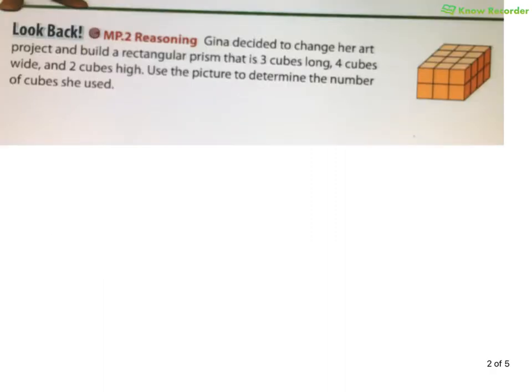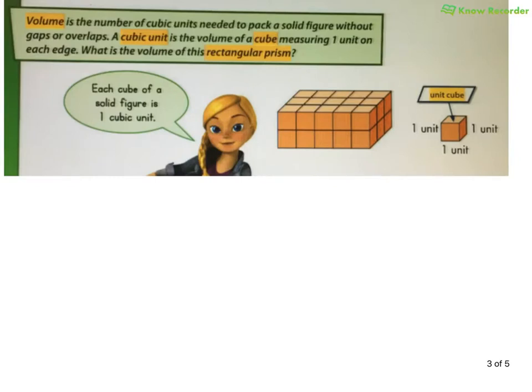The first thing is, let's jump to this page because it's out of order. Let's talk about vocabulary, because just like reading, without vocabulary, you're not going to understand what you're being asked to do. So the first thing that we're going to talk about here is volume. Volume basically is the space an object takes up.